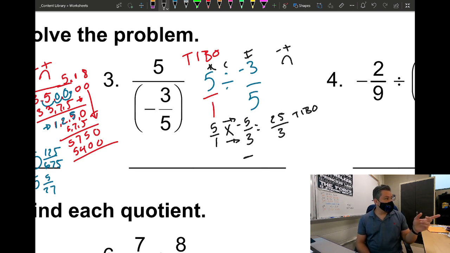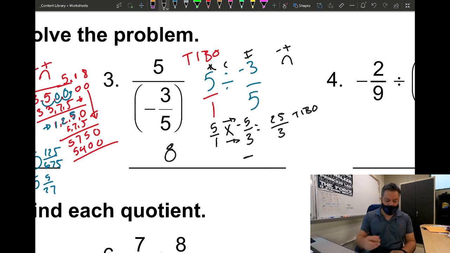13? Huh? 13? No, 8. 8 times 3 is 24, right? So my whole number is going to be 8. 24, how much to get to 25? 1. 25 minus 24 is 1. And the denominator is the answer. This is negative.